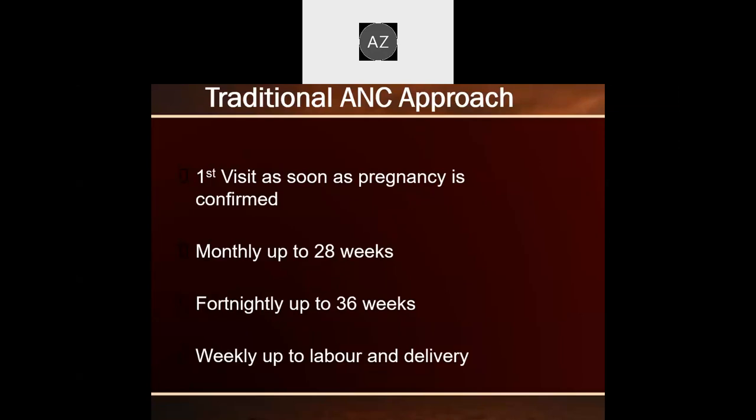So if the first one is on first confirmation of pregnancy, then you come every month up to 28 weeks. So 28 weeks, is it 4 months? No, 7 months. Is it 7 months, right? So here you shall have come around 7 times, plus this one.